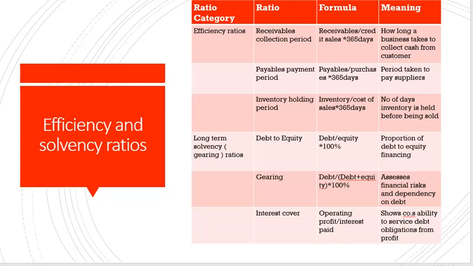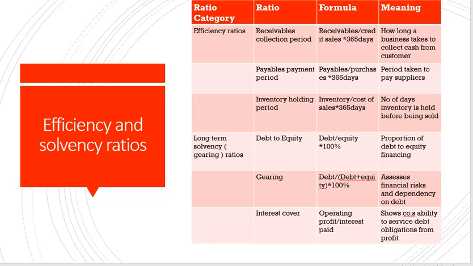Gearing ratio is the advanced version of debt to equity ratio. It says the total capital of the business is comprised of debt and equity. Therefore, out of the total capital of the business, how much is debt? So it's debt over debt plus equity times 100. So we try to assess financial risks and dependency on debt. So how risky is the business and how dependent are you on debt?